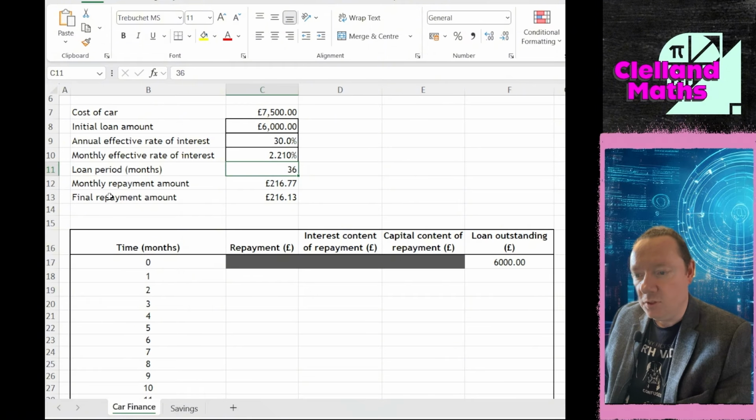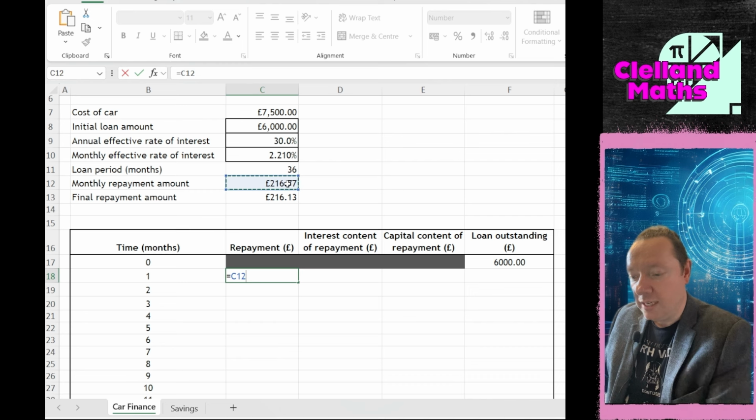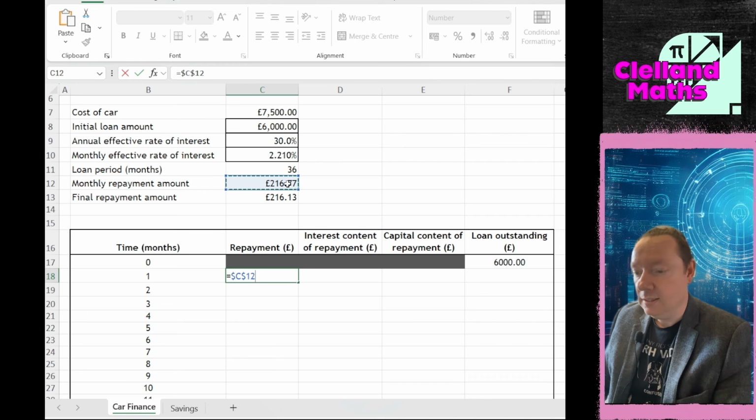Loan period is 36 months. It tells us the repayment and the final payment, so I need to copy that in. So then we have to fill in our table. So this one just equals this one with dollars, which you can press F4 for quickness.